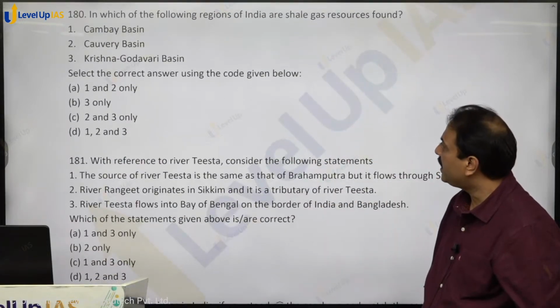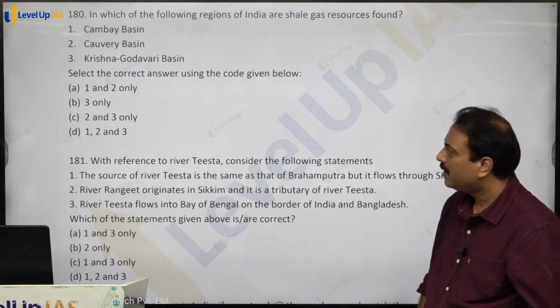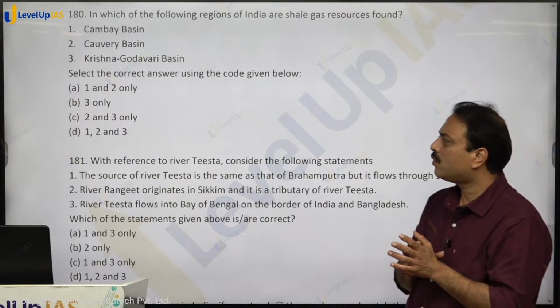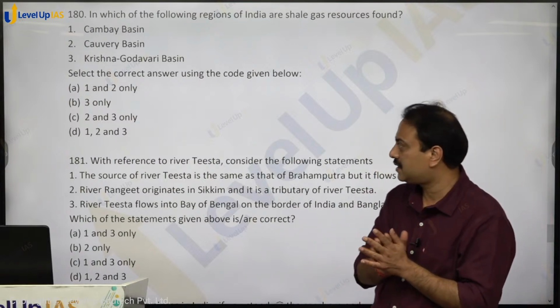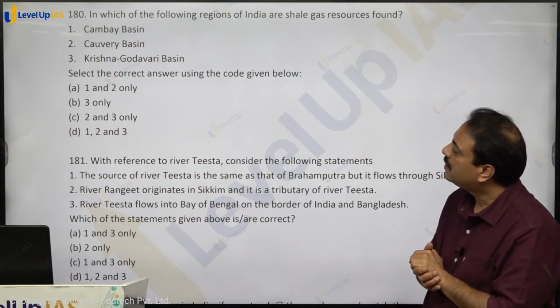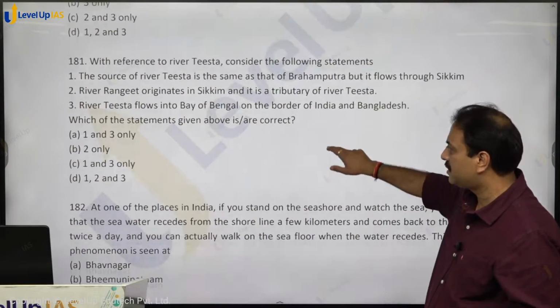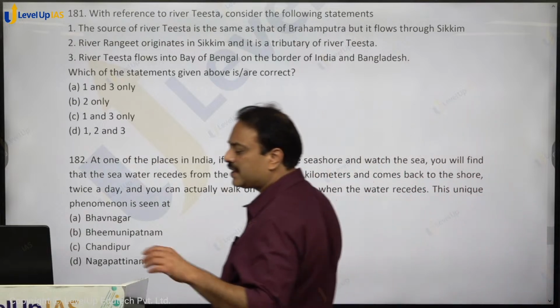In which of the following regions of India are shale gas resources found? Cambay Basin, Kaveri Basin, Krishna Godavari Basin. All these places have shale gas. 1, 2 and 3. Option D, D for dog shall be the right answer. With reference to Tista, consider the following statements.